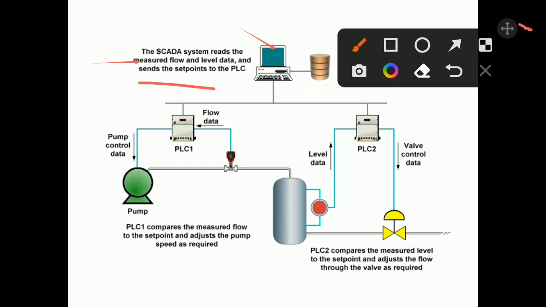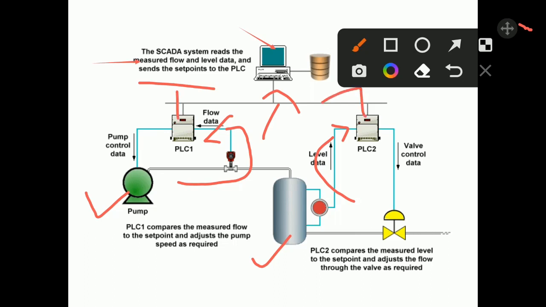Here a pump is shown, and second is a cylinder where the fluid gets filled. Two inputs are there. One is flow data, which is measured over here and given to PLC 1. The second is level data, which is given to PLC 2. So there are two PLCs, which control this pump and this cylinder. This flow data and level data is given to the computer, and the computer sends set points to these PLCs. What action should be taken is given by the PLCs.